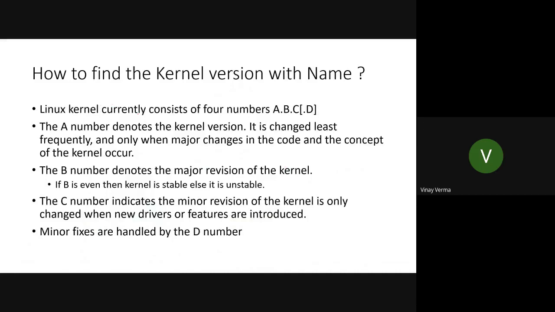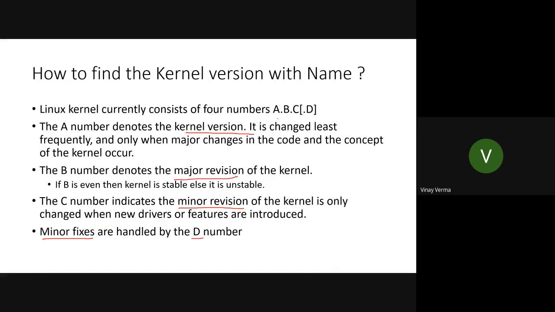The Linux kernel currently consists of four numbers: A, B, C, and D. The A number denotes the kernel version. It is changed least frequently, only when a major change in the code and concept of the kernel occurs. Then B denotes the major revision of the kernel. This is the kernel version. And C indicates the minor revision. And minor fixes are handled by the number D.